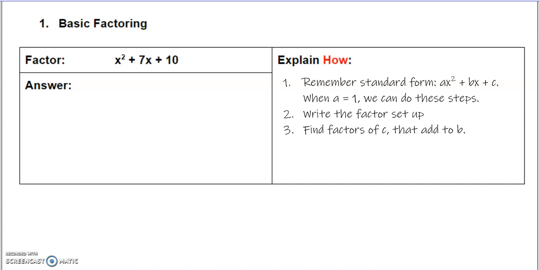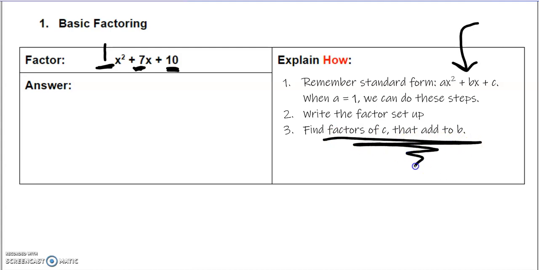So here we go. First of all, remember the standard form of a quadratic expression is ax squared plus bx plus c. So we need to remember there's an a here, which is 1, my b is 7, and my c is 10. Okay, those are the coefficients, and I review that because we have to come up with factors of the c that add to b.